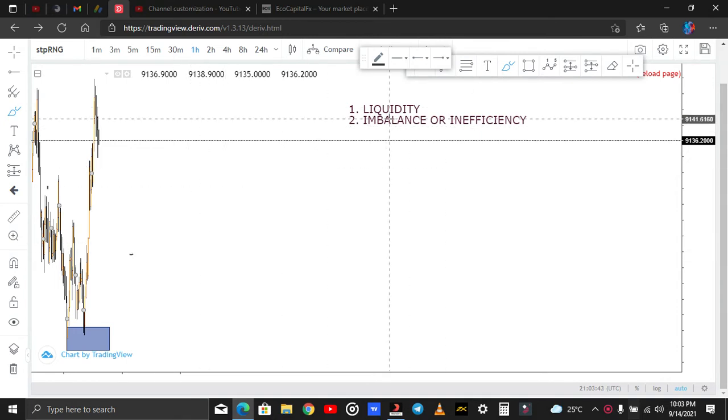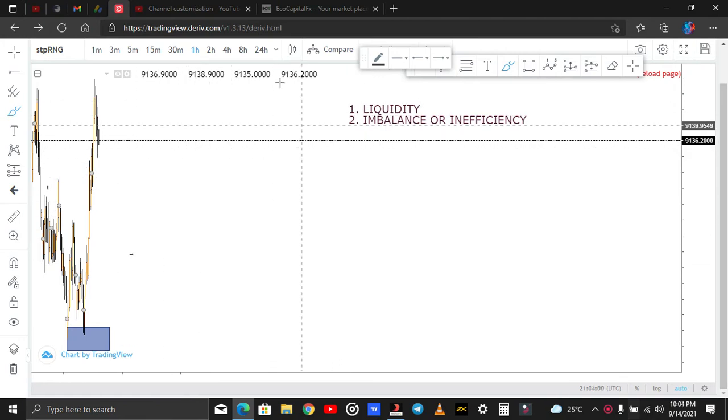Imbalance and inefficiency are the same thing. Sometimes people use the word inefficiency and sometimes imbalance, but whichever of these two words you hear, they mean the same thing. So now, what is liquidity?